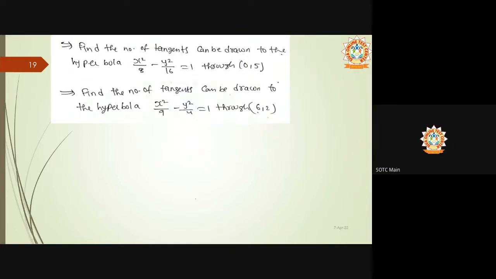Find the number of tangents that can be drawn to the hyperbola x square by 8 minus y square by 16 is equal to 1 through 0, 5. Now whatever the formula, or we can say the properties in the ellipse, that is if S1 is equal to 0, it is on the ellipse or hyperbola. If S1 is less than 0, outside; if S1 is greater than 0, it is inside. Tell me, find the S11. For the first question, tell me whether it is less than 0 or greater than 0. No need to calculate those fractions.